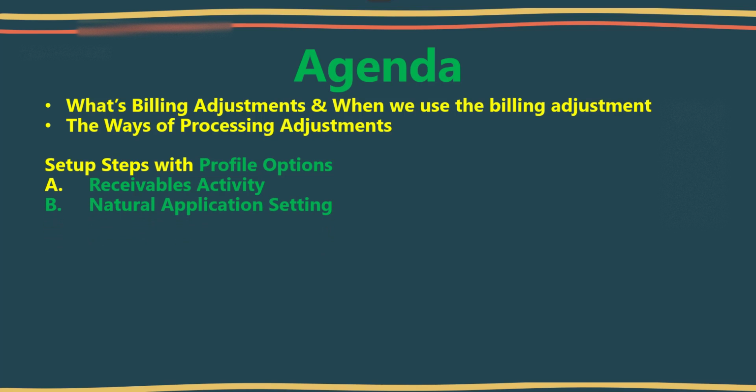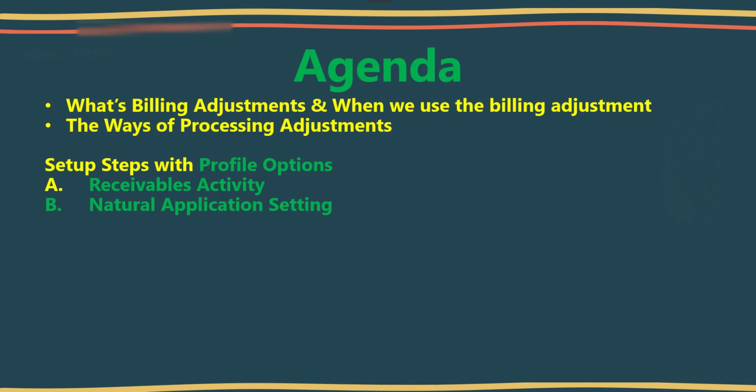Second one, natural application setting. The natural application versus over application is the setting that you find in the transaction type setup. The natural application setting allows you to decrease the balance of an invoice, for example, down to 0. On the other hand, the over application setting allows you to get into the negative territory. So you can over apply an invoice and go beyond zero, so the invoice ends up with a negative balance.